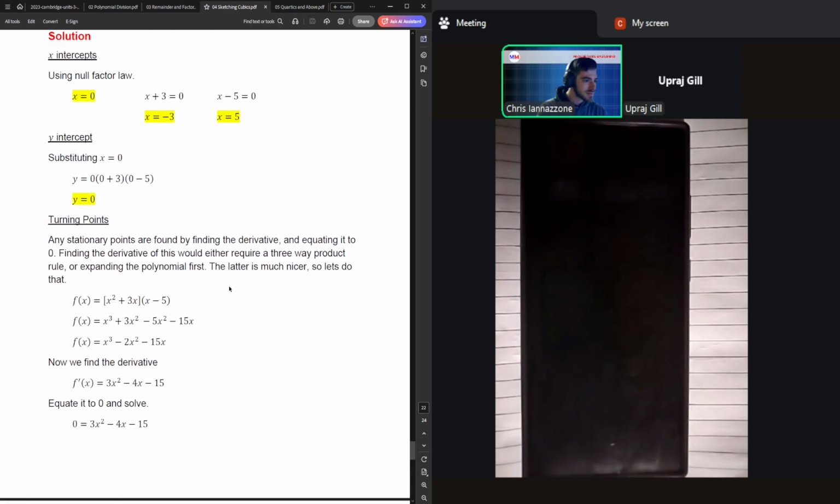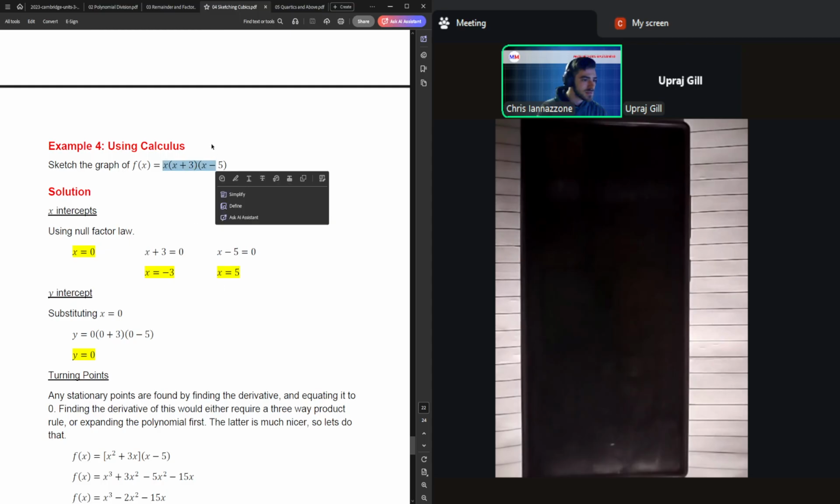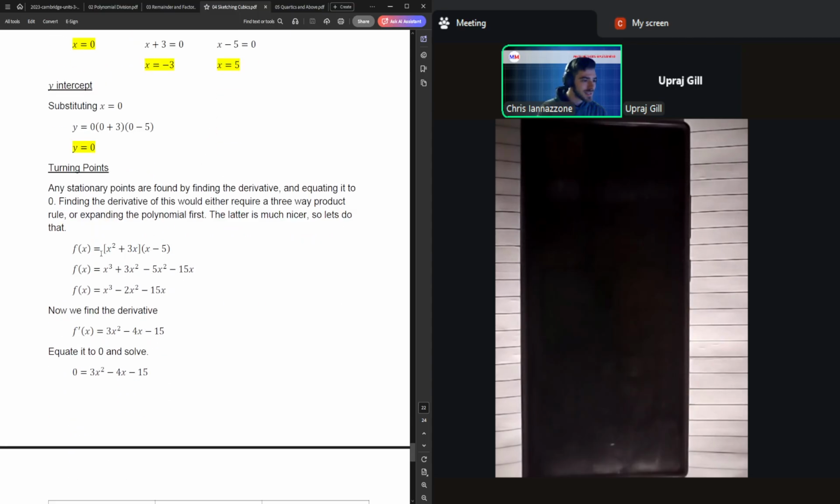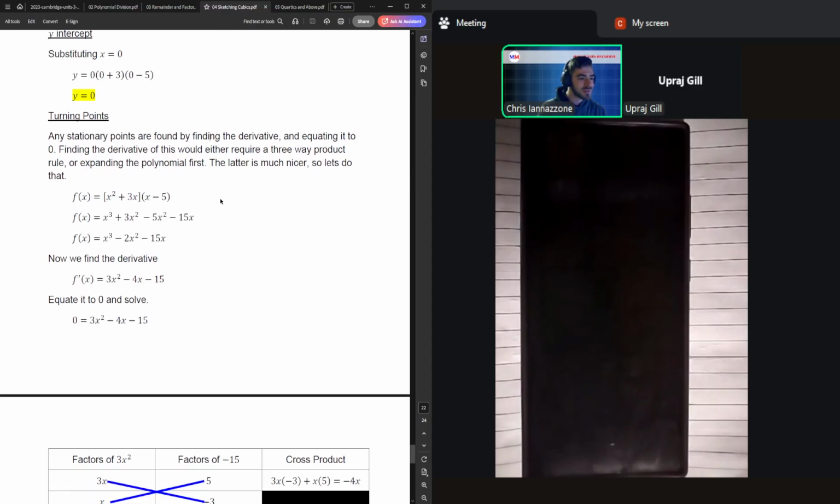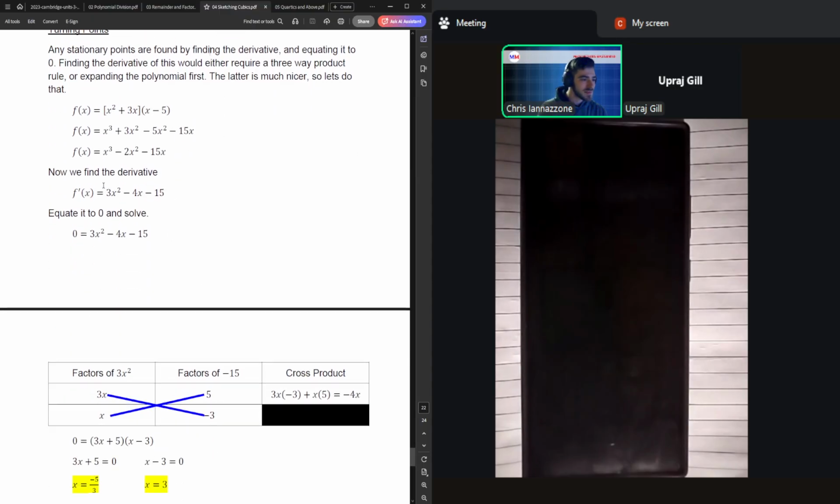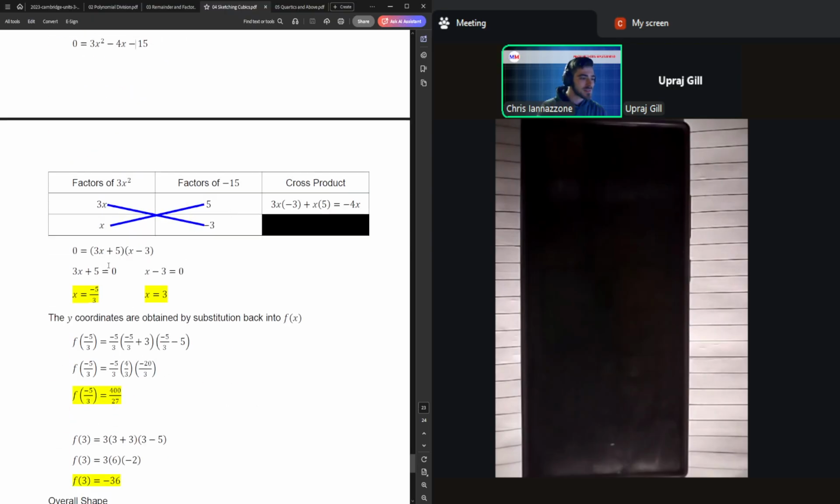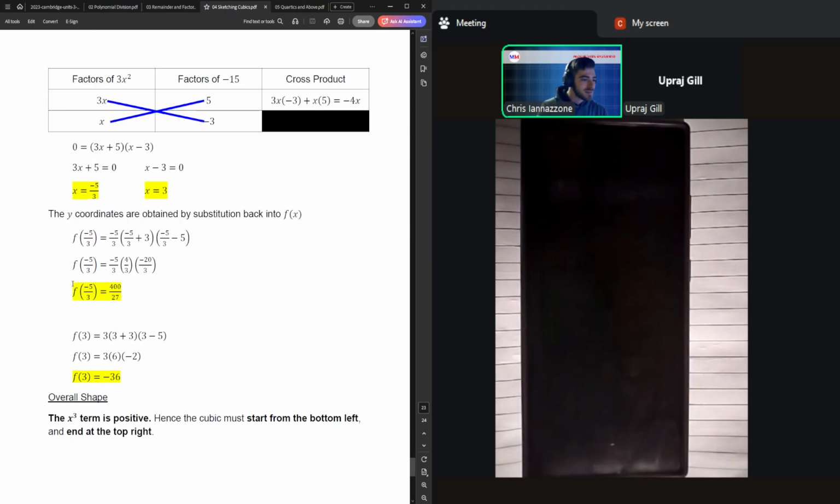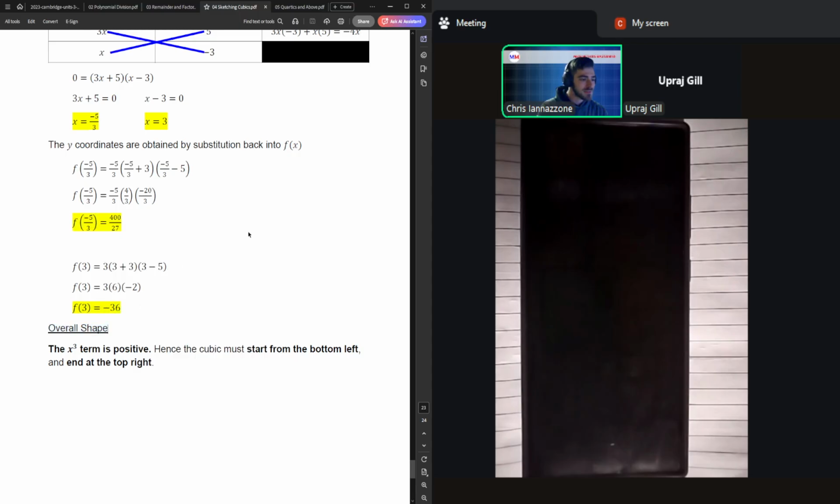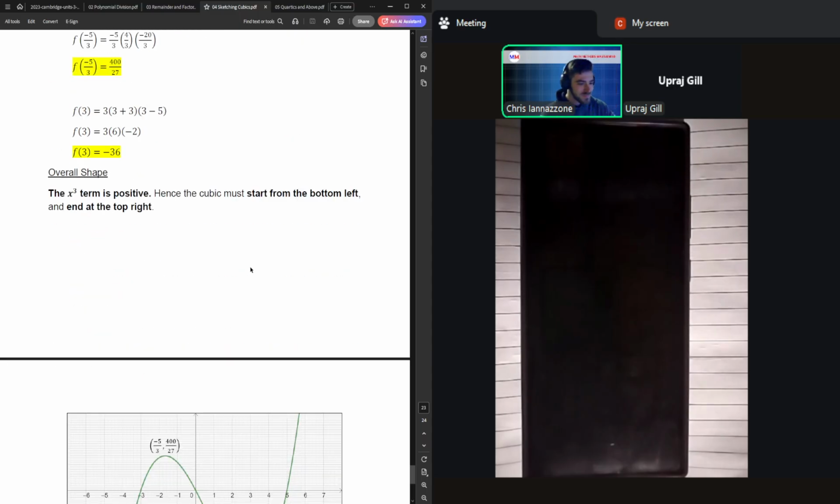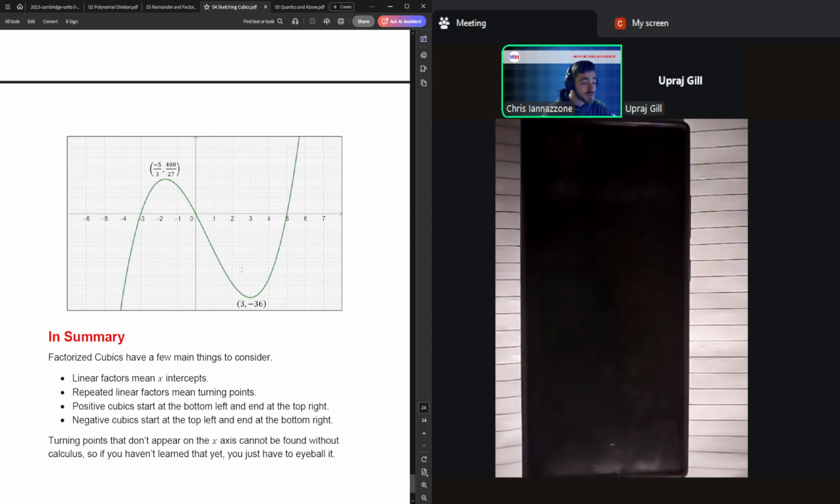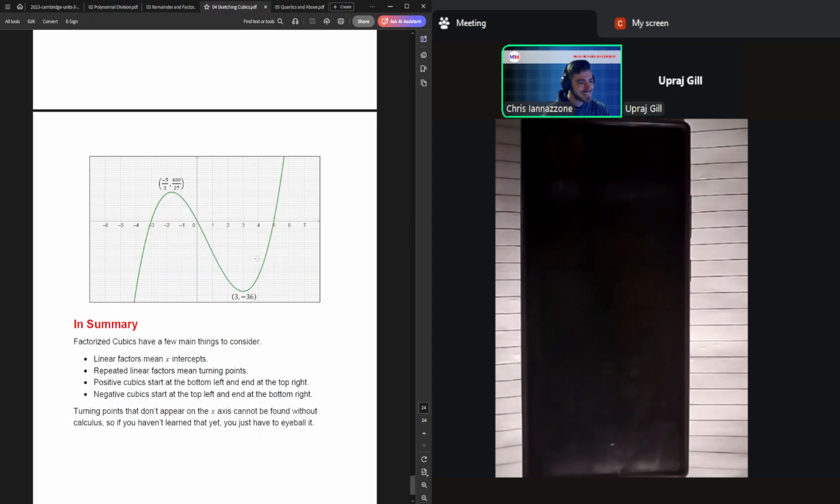So you take your factorized cubic, expand it all the way out so you don't have to do 2 separate product laws, then take the derivative, make it equal 0, factorize again, find your values, sub back into f. It's a whole ordeal. They just don't get you to do this. But you could if you needed to.